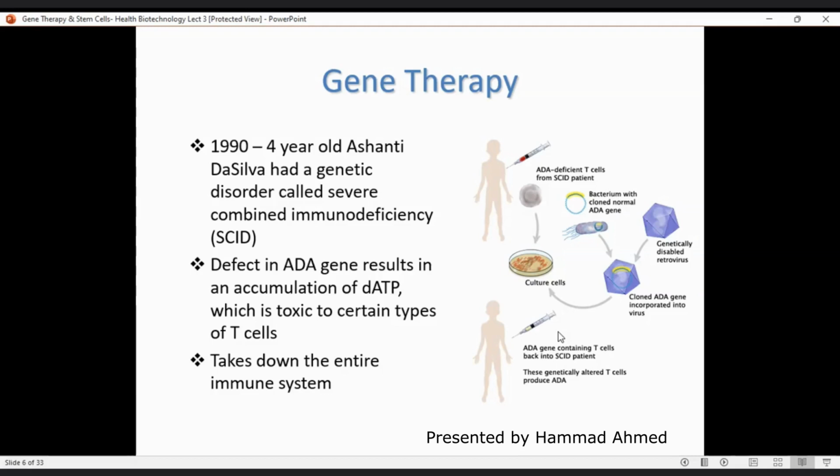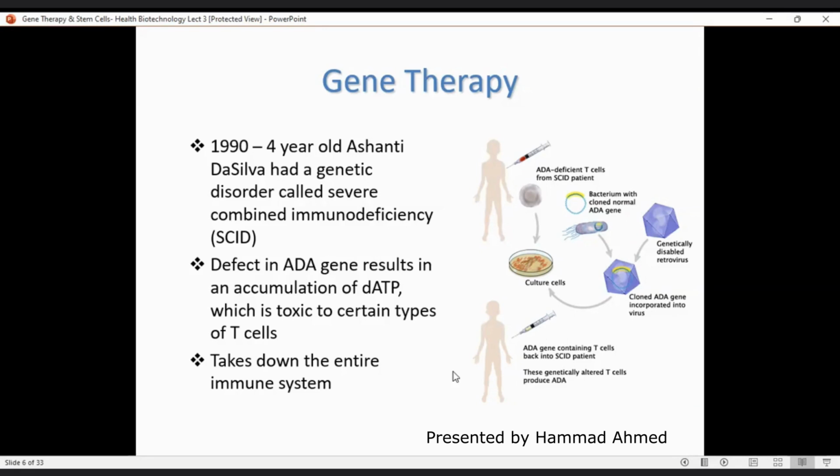In this, as you can see in this diagram, we take out the defective gene and perform ex vivo gene therapy. We use a viral vector cloned with the ADA gene, put it into cultured cells, and when they grow, we take out these cultured cells and put them into the human body. That is the basic technique of gene therapy.